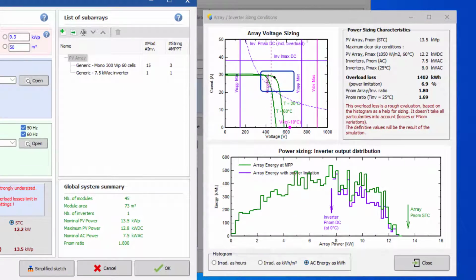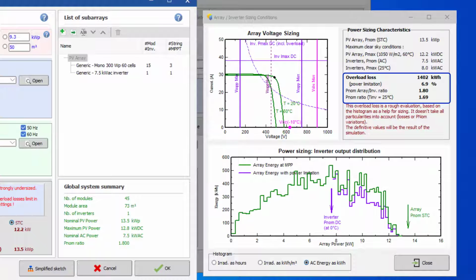Also notice that in the array voltage sizing plot, the maximum power points of the IV curves are greater than the inverter maximum power. The green curve shows the total available power from the array if the array is working at its maximum power point. The differences between these curves represents the overload loss. This loss is displayed above the power characteristics.